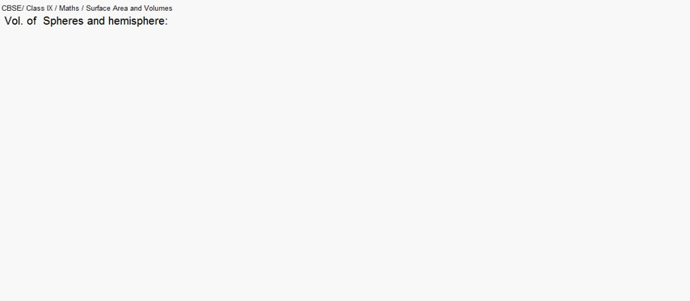The volume of a sphere is given by 4 by 3 pi r cube. I just made a mistake there. Just let me rectify it. I'll clear it out and write it again. Yeah, I'll just write 4 by 3 pi r cube. The hemisphere will then be divided by 2, so that will give us 2 by 3 pi r cube. They both will be in cubic units because they are volume.